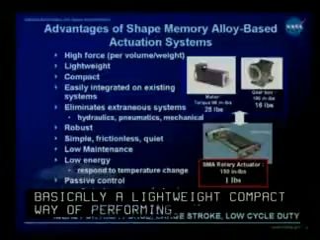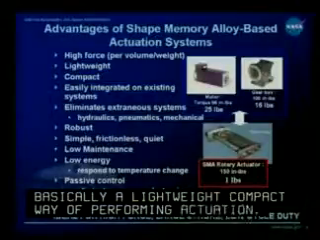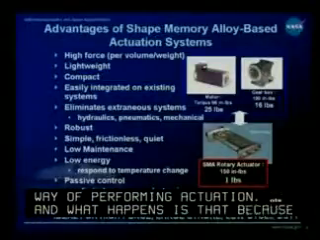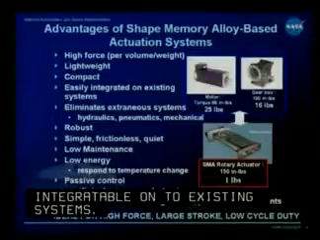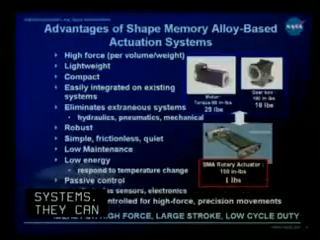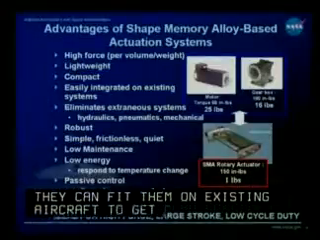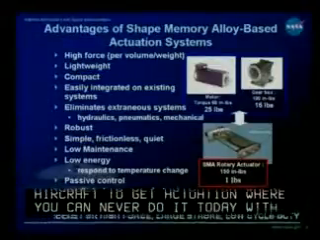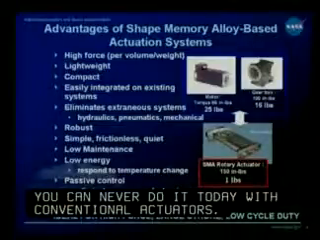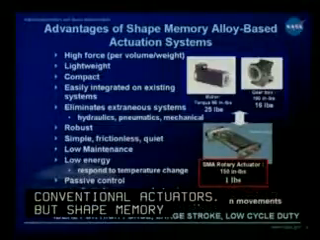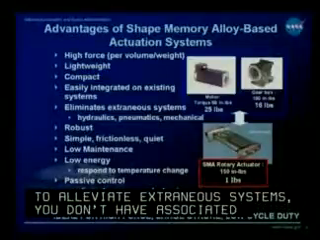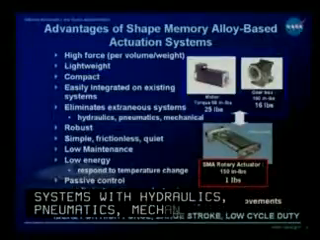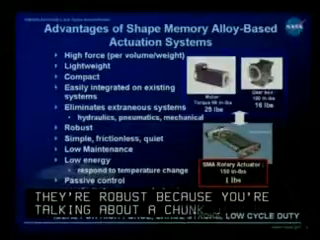And because of that, they're easily integratable onto existing systems. Boeing is very interested in working with shape memory alloys because they can fit them on existing aircraft to get actuation where you could never do it today with conventional actuators. With shape memory alloys, you get to eliminate a lot of the extraneous systems. You don't have all the associated systems with hydraulics, pneumatics, and mechanical systems. They're robust because you're really just talking about a chunk of metal. They're very simple, frictionless. They're also a quiet form of actuation.